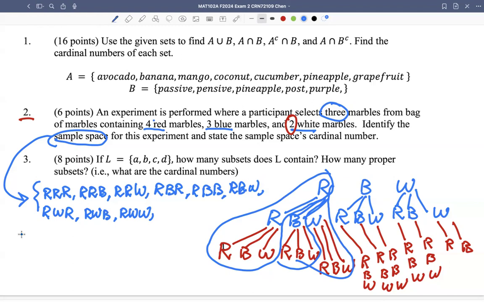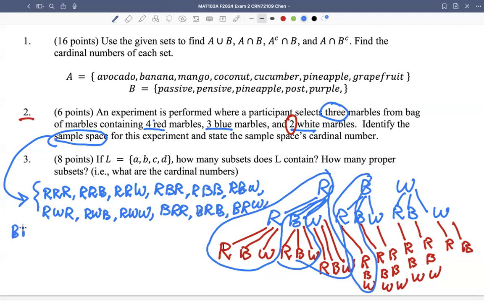So now it leads to the blue one. So the first one is blue. I could have first one blue, second one red, third one red, first one blue, second one red, third one blue, and I could have third one white. That's this one. Right. So just keep going.